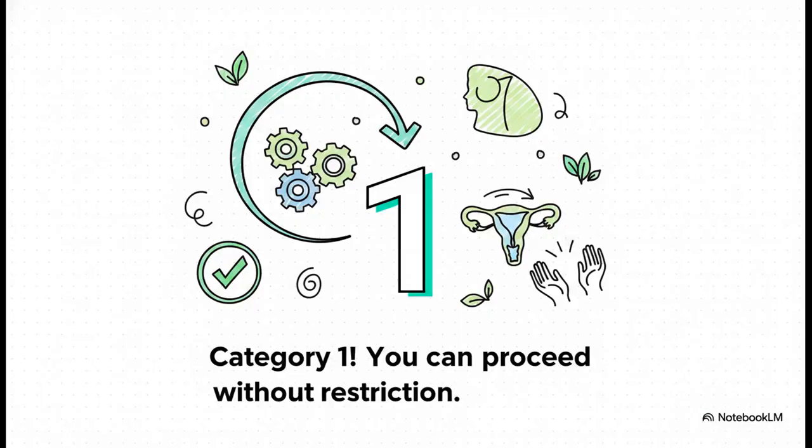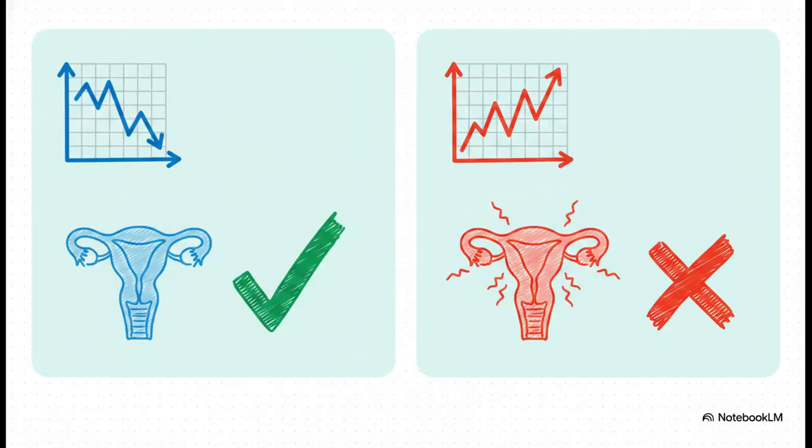Category 1. You can totally proceed without restriction. The WHO's limited evidence actually shows that women with decreasing or undetectable beta-HCG levels aren't at an increased risk of developing postmolar trophoblastic disease by using an IUD. So both copper and hormonal IUDs are Category 1.